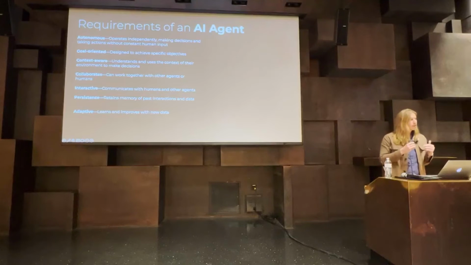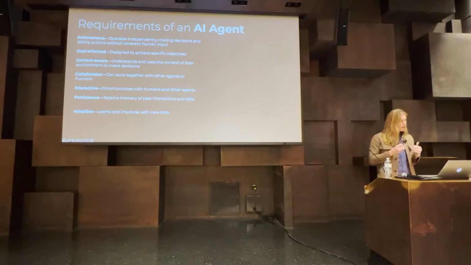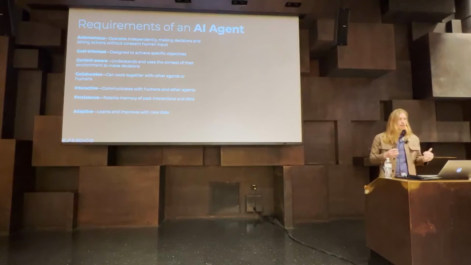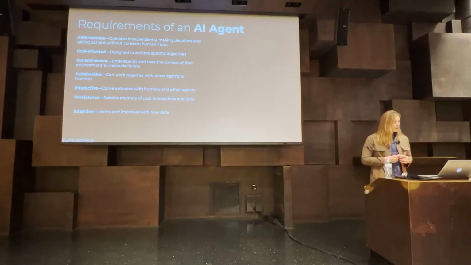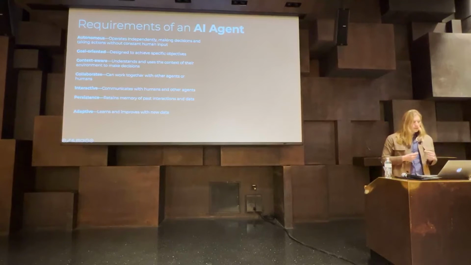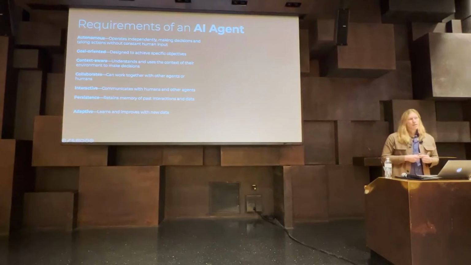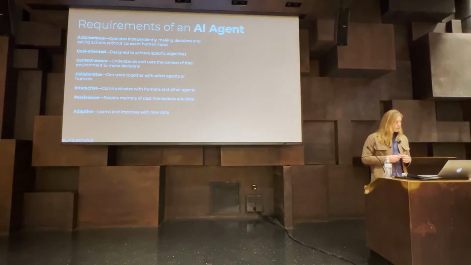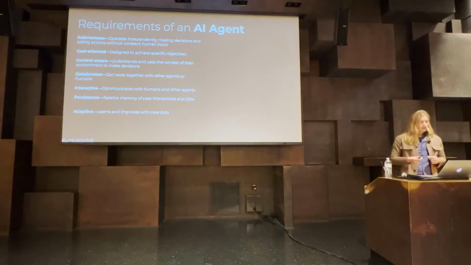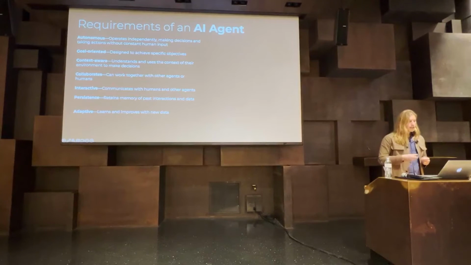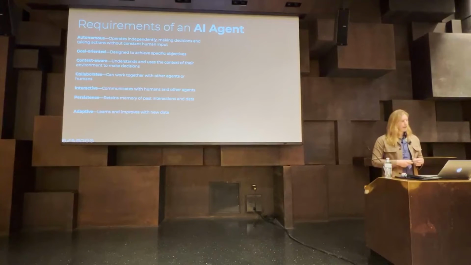They need to operate independently, making decisions and taking actions without constant human input. They need to be goal-oriented, designed to achieve specific outcomes. They need to be aware of their context, able to sense their environment and get more information to make decisions. They need to collaborate and work with others, both agents and humans. They need to be interactive, communicative, give updates. They need to have persistence to retain memory, to make better decisions over time. And finally, adapt and learn and improve with that new data.